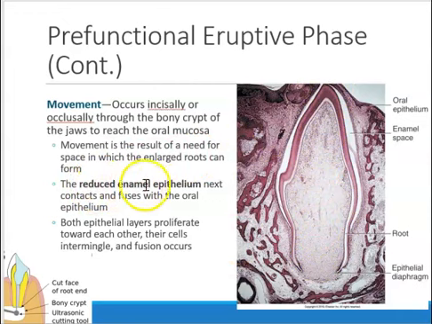Now there's something called the reduced enamel epithelium. So here's your enamel in white, and right above the enamel is a thin layer of tissue. It's really hard to see, but there is a thin layer of tissue that's a little bit dark, and that is known as your reduced enamel epithelium. The reduced enamel epithelium meets and touches the oral epithelium. The oral epithelium is the outer skin on the gum. Oral means mouth, so it's on the inside of your mouth. It fuses. The reduced enamel epithelium, this dark layer on top of the enamel, touches the oral epithelium.